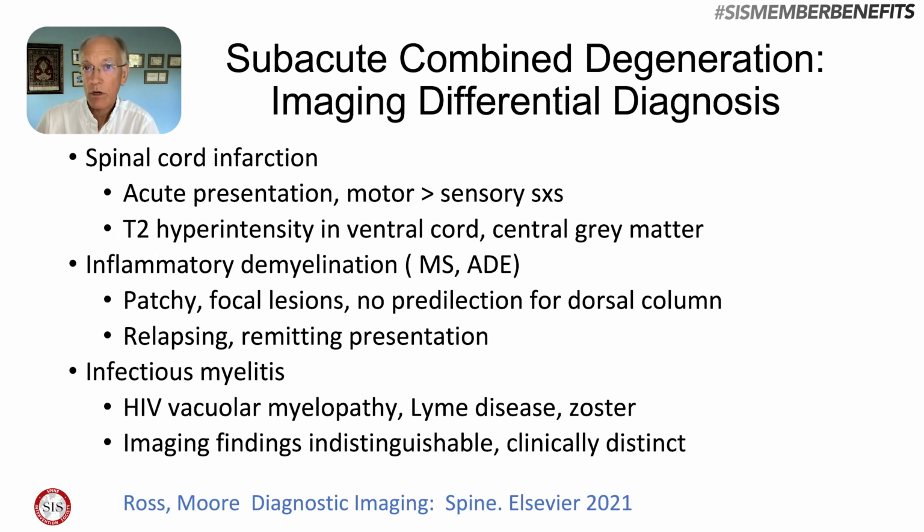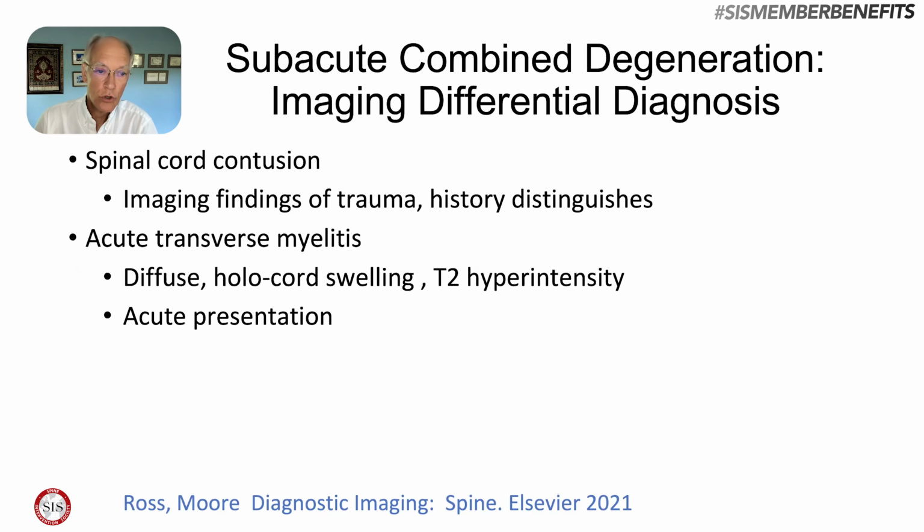Infectious myelitis can be a real conundrum because HIV vacuolar myelopathy can essentially be indistinguishable on imaging from subacute combined degeneration of the cord. And Lyme disease and zoster involvement of the cord, again, can be very similar to our current case. Spinal cord contusion, we should see imaging findings of trauma and, of course, the history. And acute transverse myelitis is going to be a diffuse holocord swelling, not localized to the dorsal columns, and, of course, an acute presentation.